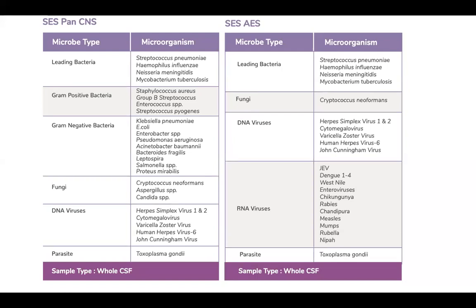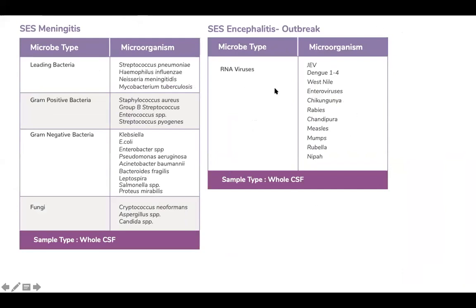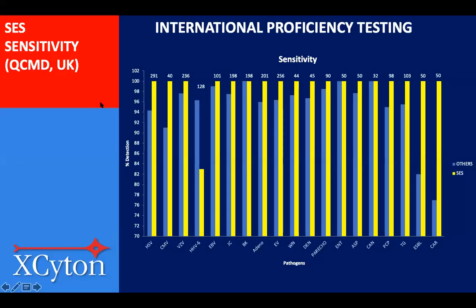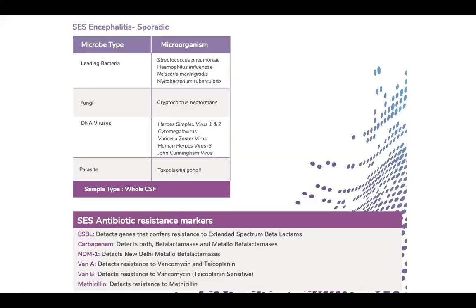We have combined the DNA part of this, which are all treatable conditions, and put them along with all the bacteria that cause even meningitis and called it pan-CNS, which is on the left-hand side of the screen here. And we have another important panel on the right-hand side. This is the Outbreak Panel, in which only RNA viruses which cause outbreaks are investigated. Then we have what is called sporadic encephalitis, which contains all the DNA organisms, such as the 4 bacteria, the Cryptococcus, and the 6 DNA viruses, and Toxoplasma gondii.